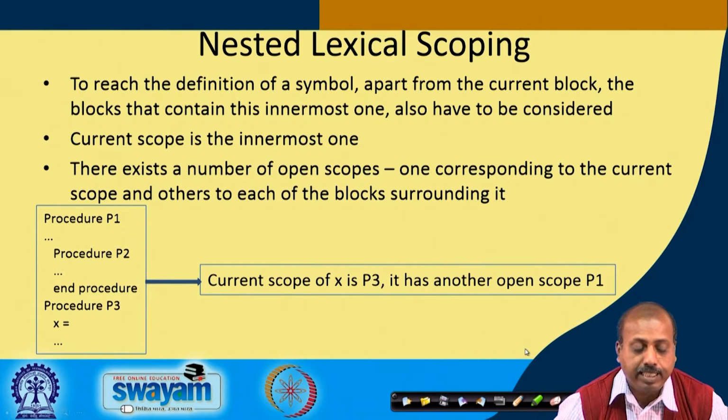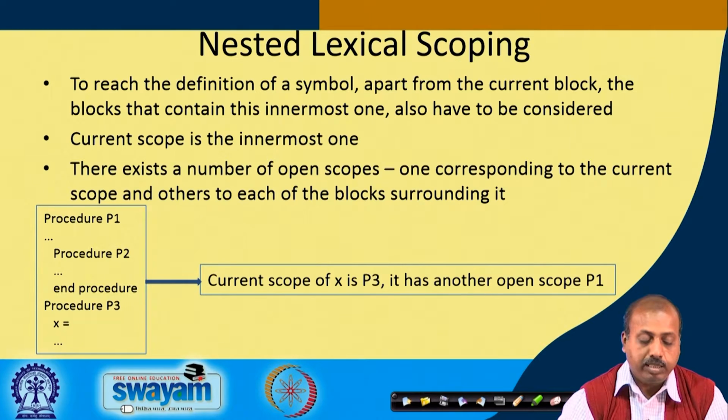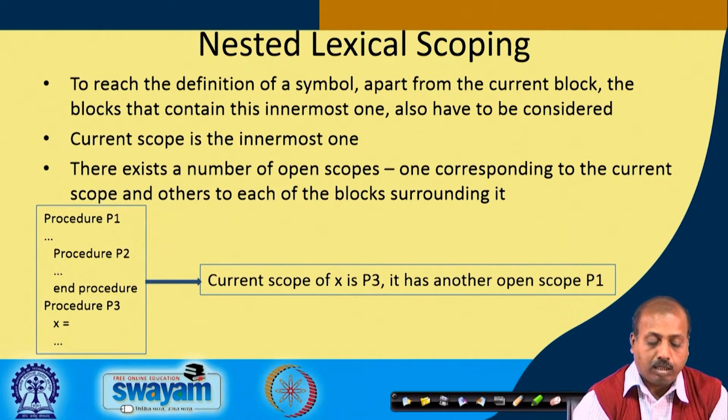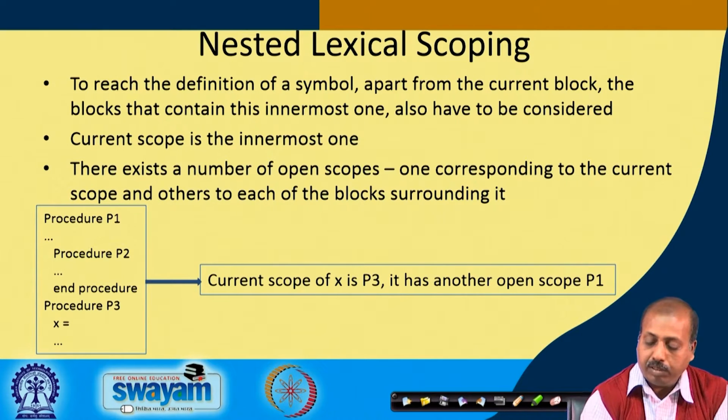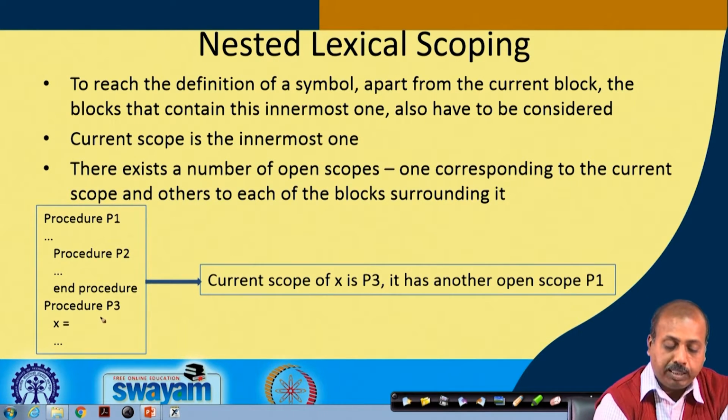Now, nested lexical scoping. To reach the definition of a symbol apart from the current block, the blocks that contain this innermost one also have to be considered. Suppose this is the situation. Let us take this example where we have a procedure P1, and within P1 another procedure P2 has been defined, and this procedure ends at this point. Then we have a procedure P3, and in P3 we have a reference to x. Now, where to look for this x? You see that procedure P3 is nested within procedure P1. Similarly, procedure P2 was also nested within P1, but procedure P2 is over.